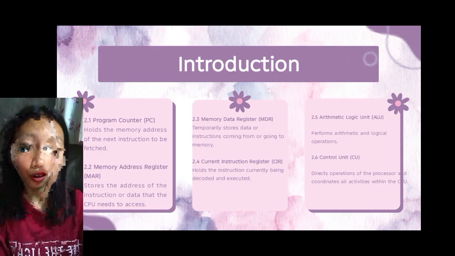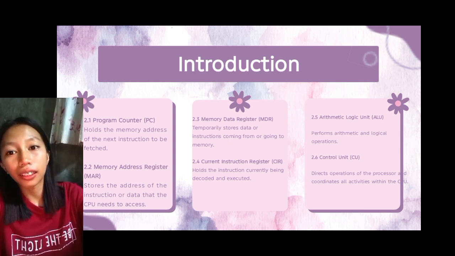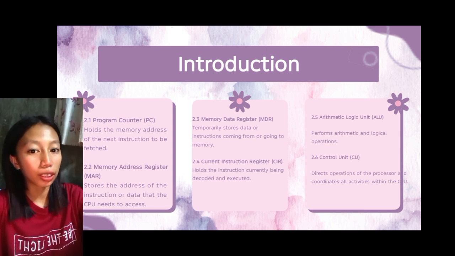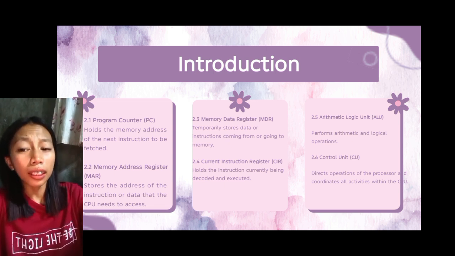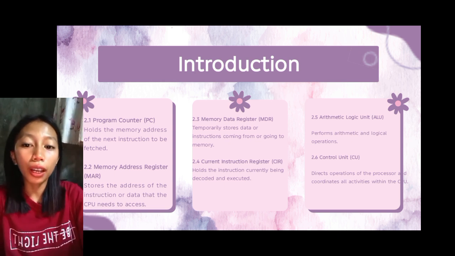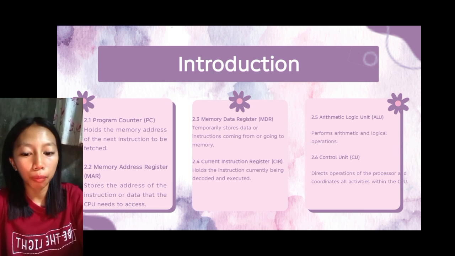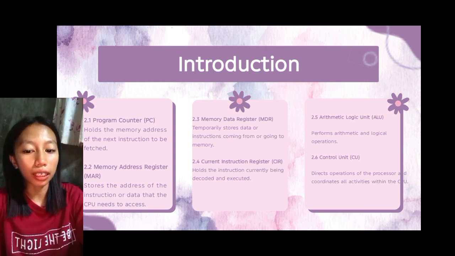Topic: Overview of the CPU components. To understand the cycle, we first need to know the important parts inside the CPU. Let's start. Number one is the program counter, or PC. It holds the memory address of the next instruction to fetch. This keeps track of where the next instruction is located in memory. Number two, memory address register. It stores the address or data that the CPU needs to access.